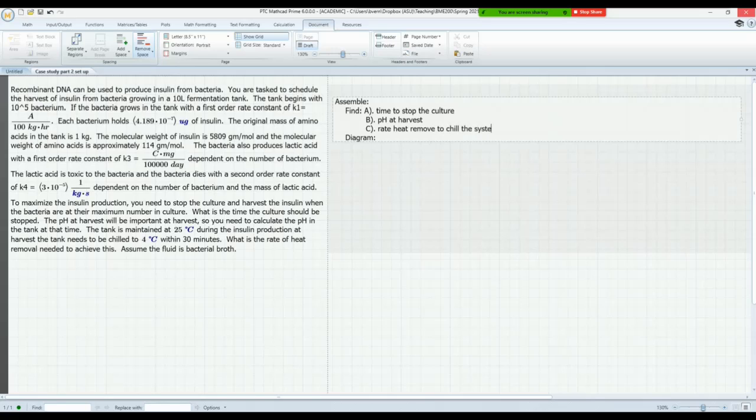To chill the system. If you look at the problem statement, you can see here that it says at the very end, within 30 minutes, you need to go from 25 degrees C to 4 degrees C.